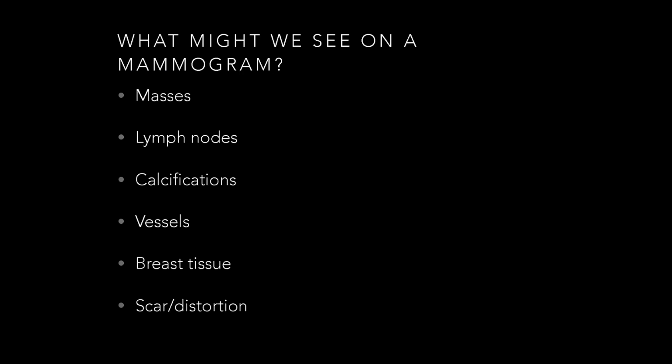Okay, so what might we see on a mammogram? We're looking for masses, lymph nodes, calcifications. We may see vessels. Of course, we see breast tissue. We may see scar or distortion. Breast masses we characterize by shape, density, and margins. We talk about whether it's new or stable, number of masses, and masses can be benign or malignant.